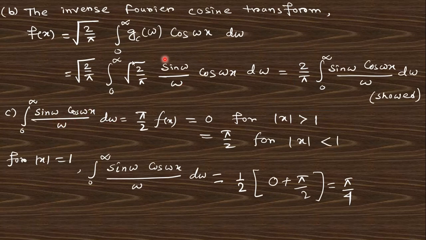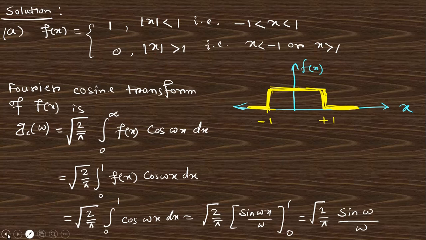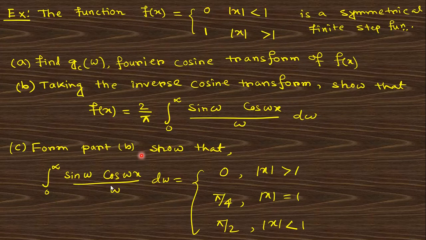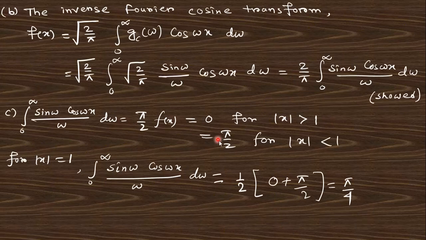Since f of x will be equal to this, this integral will be equal to pi by 2. This pi by 2 comes to the left hand side, so pi by 2 into f of x. Now by the definition of f of x, if mod x is greater than 1, f of x will be 0, so this becomes 0, and if less than 1, f of x will be 1. You remember the definition of f of x. Just use this definition, you will get these two answers.